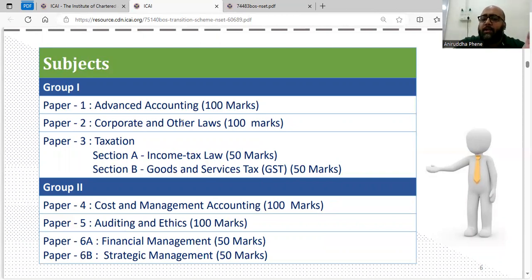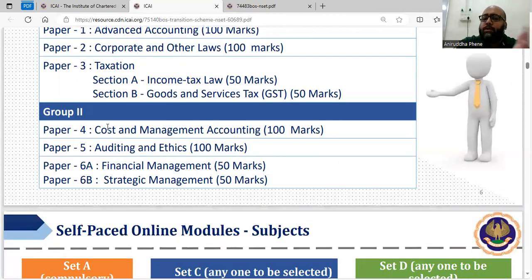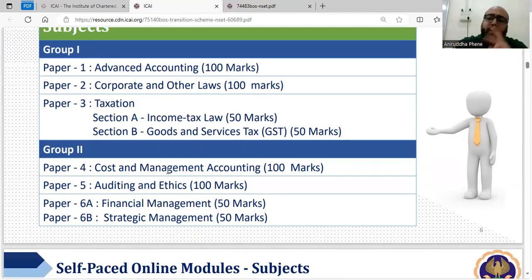Then corporate and other laws, this subject was there earlier as well, but I think they have made some changes in the other laws part. Then taxation, I think is same. Then group 2, cost and management account, which was part of the first group, now they have taken it to the second group. Auditing and ethics is same. And financial management, strategic management, this is one change, that earlier it was financial management and economics, now it is financial management, strategic management, like in CS executive. So that is a good change. So they have removed the other accounts and made it into one account, and they have completely removed the IT subject, which is I think a good change.